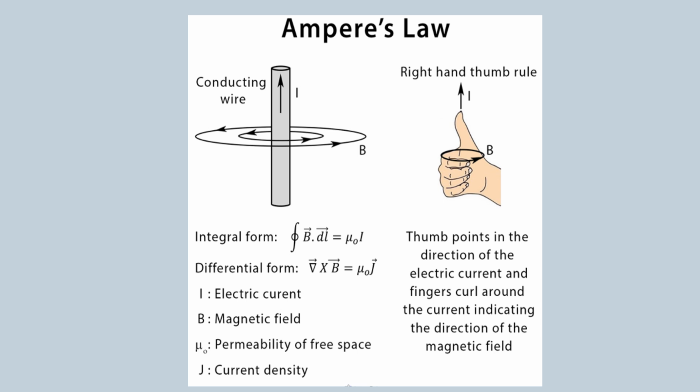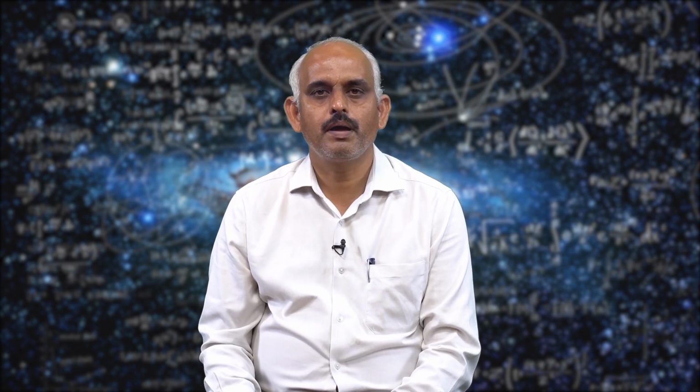I is electric current, B is the magnetic field, mu naught is the permeability of free space, J is current density, and the direction of current follows the right hand thumb rule. And application of Ampere's law.